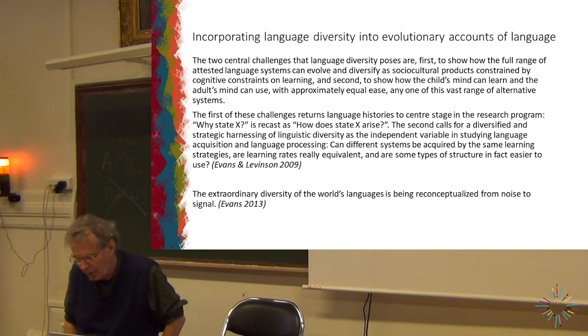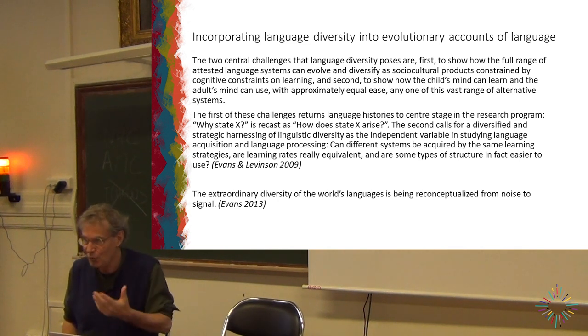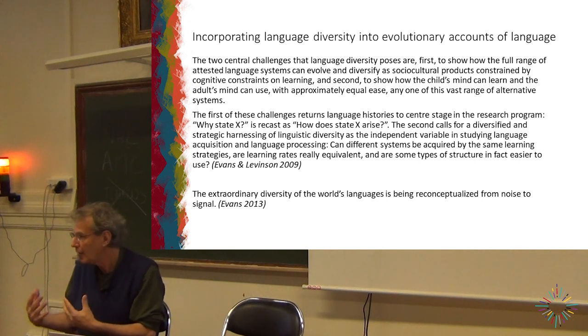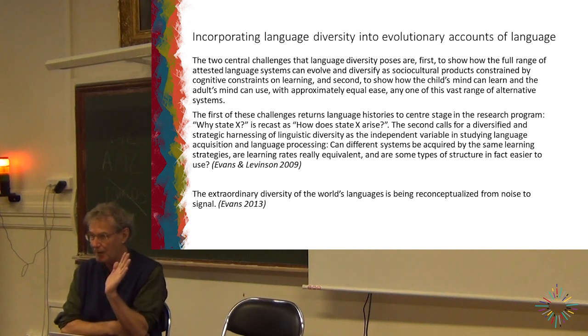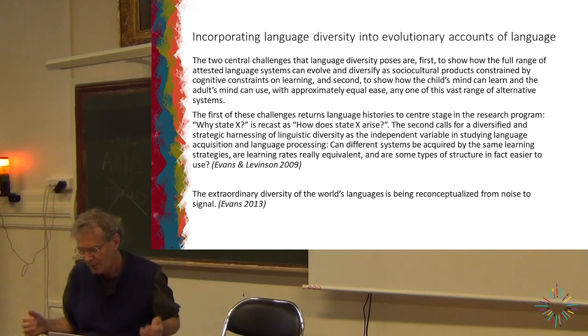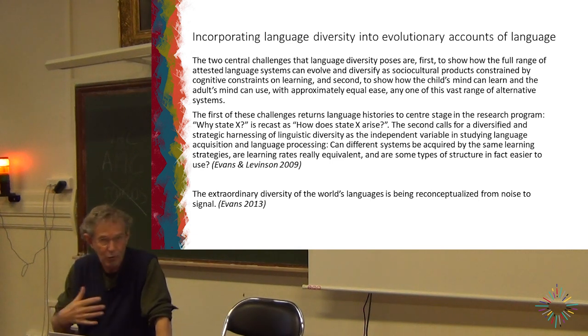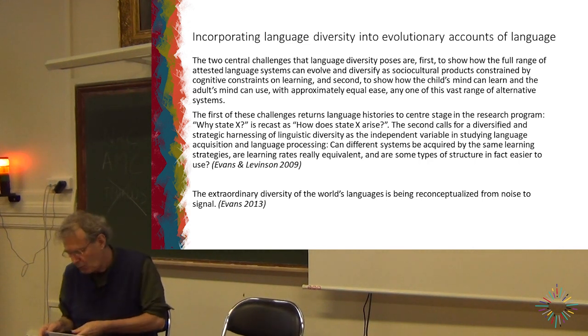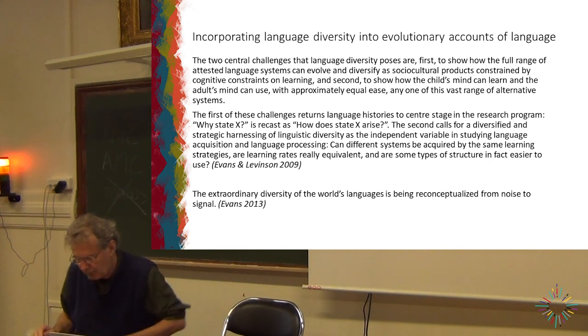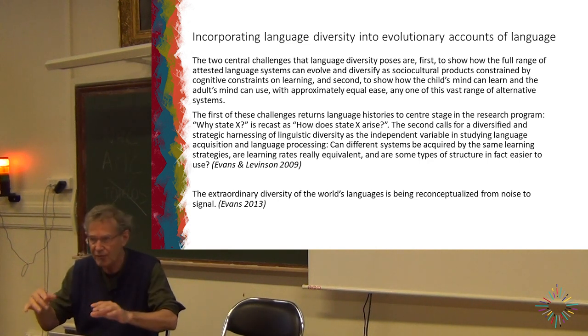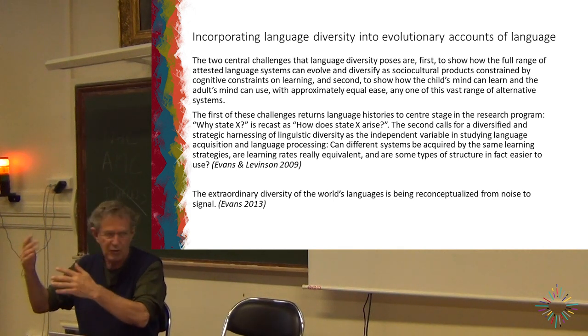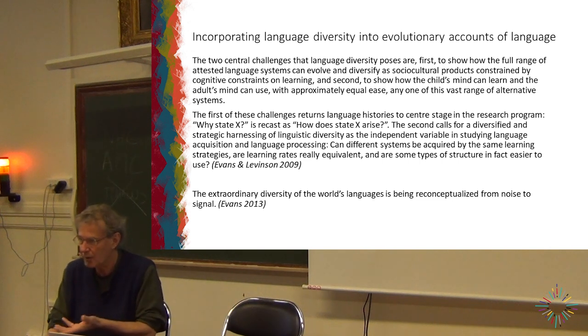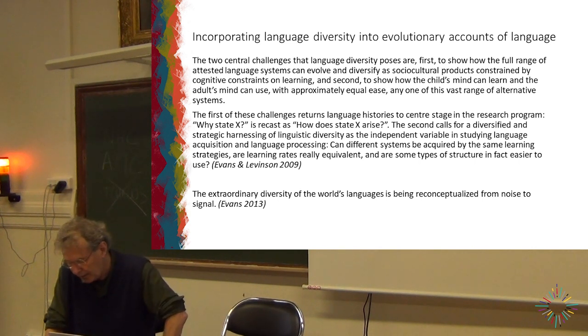And second, we need to show how the child's mind can learn it and how the adult's mind can use it. And well, the mind plus your whole articulatory apparatus, which is a big job because you're doing it at high speed. You're doing things in terms of microseconds, as we'll see later on. And how that can work for any one of these vast range of alternative systems. So when we start on that, we move language histories back to center stage. So instead of saying, why do you get state X? You say, oh, we get X because this is dominated by the such and such node of the syntactic tree. We have to say, how does state X arise? So it puts things like grammaticalization and various accounts back into the central picture.